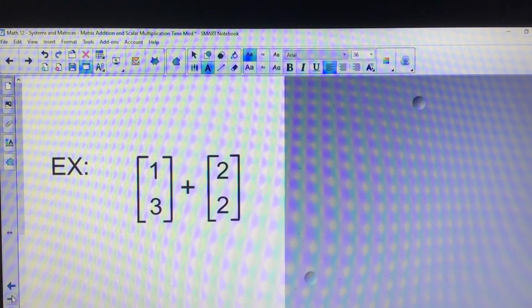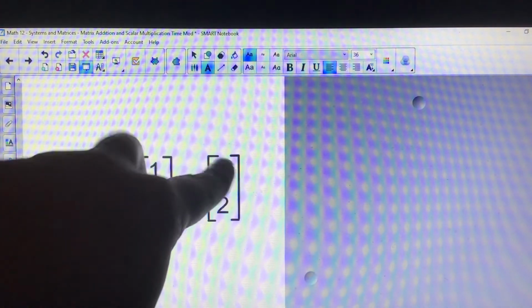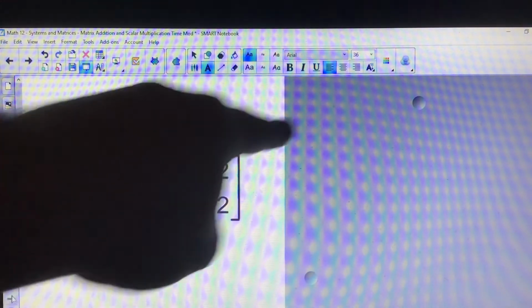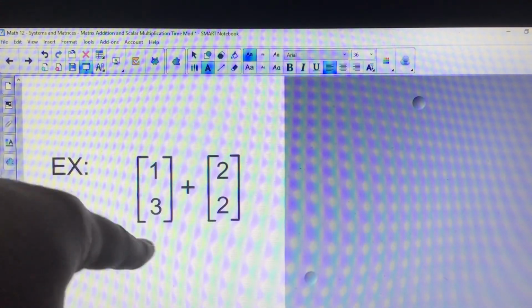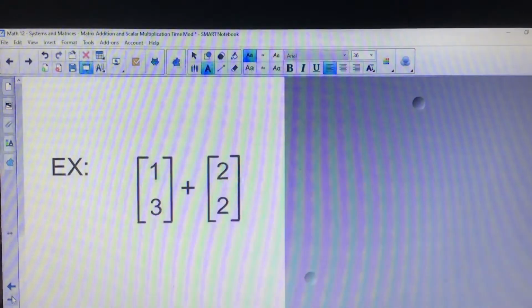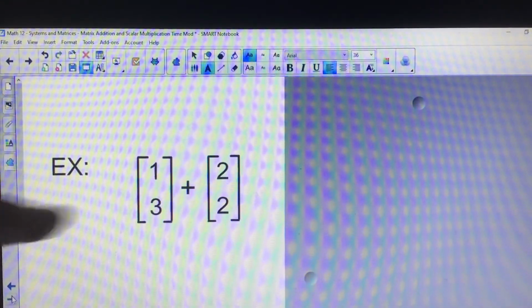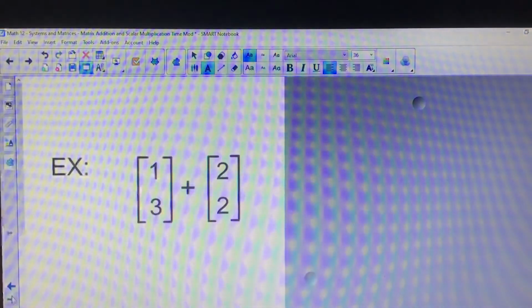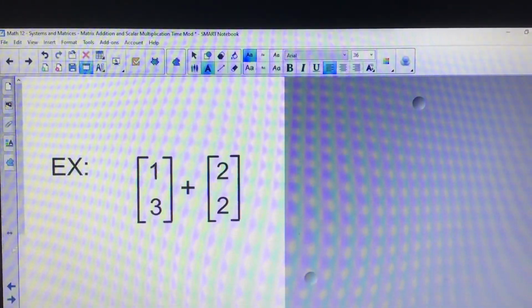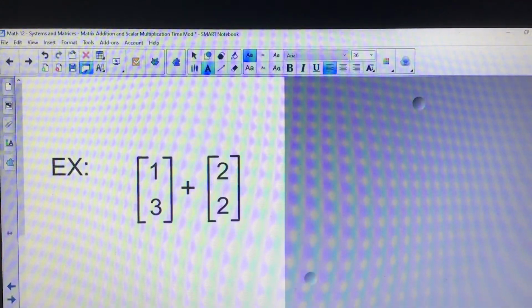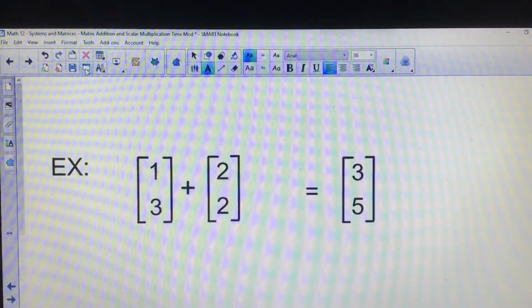So then how do you add them? Well, this is the easy part. You just add their corresponding entries. So I'm going to add the 1 and the 2. 1 plus 2 is 3. And I'm going to fill in a new matrix that's the same size as these. Since these are both 2 by 1 matrices, I'm going to get another 2 by 1 matrix, and I'm going to fill it in with the entries added. 1 plus 2 is 3, and 3 plus 2 is 5. So my answer is going to be another matrix that is 2 by 1.